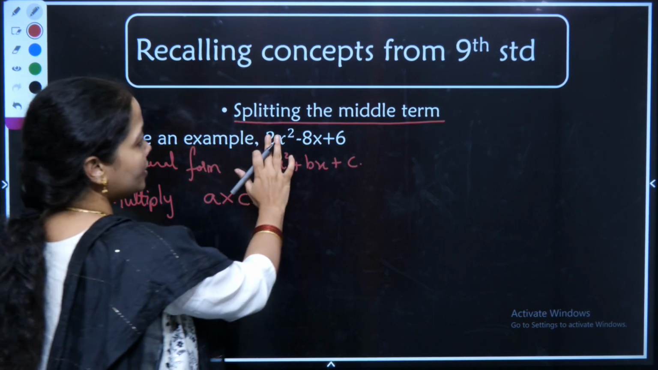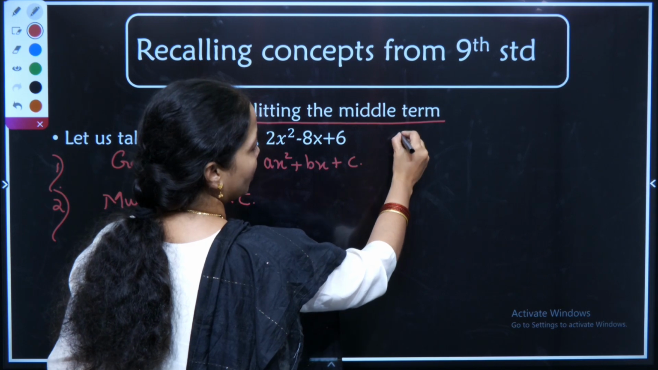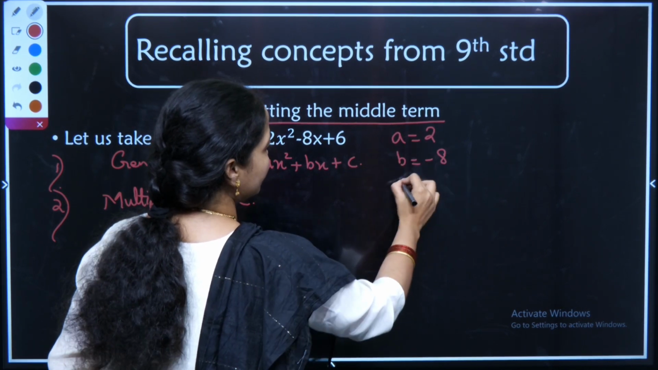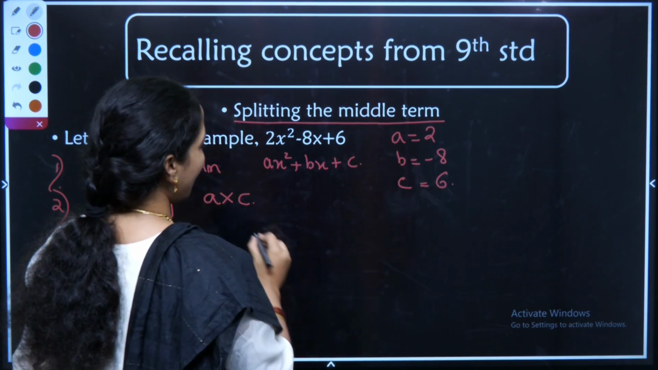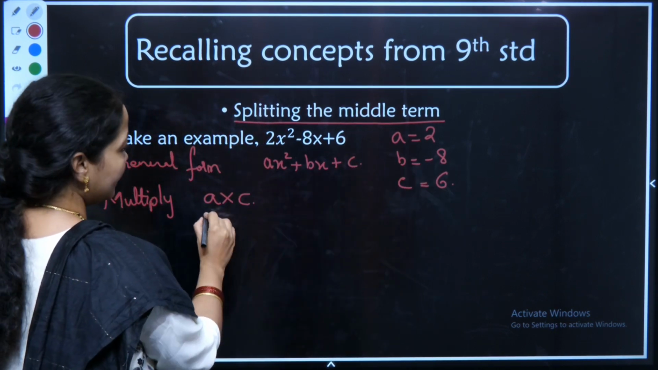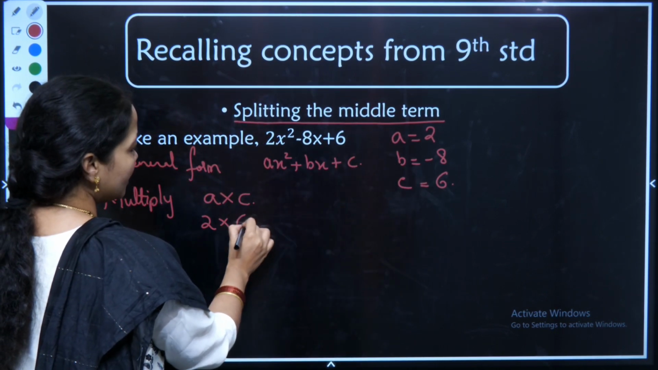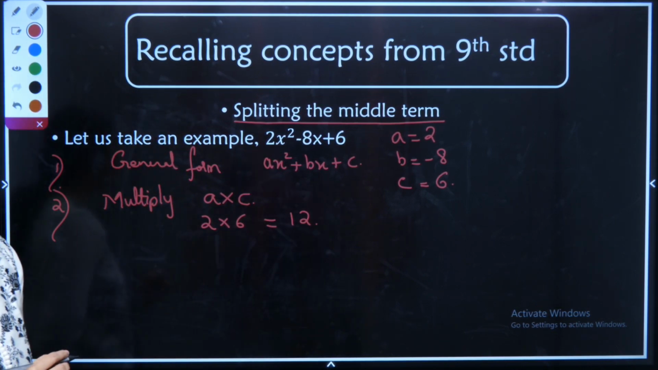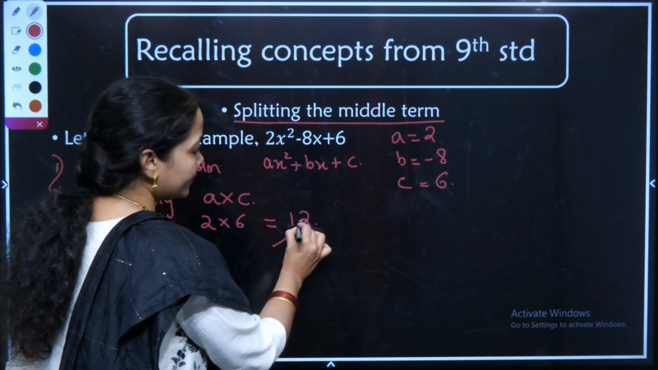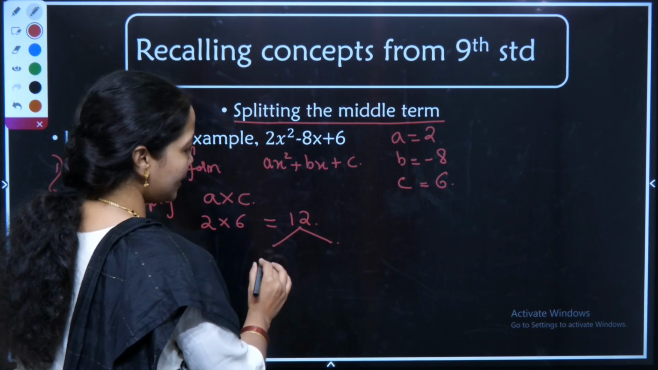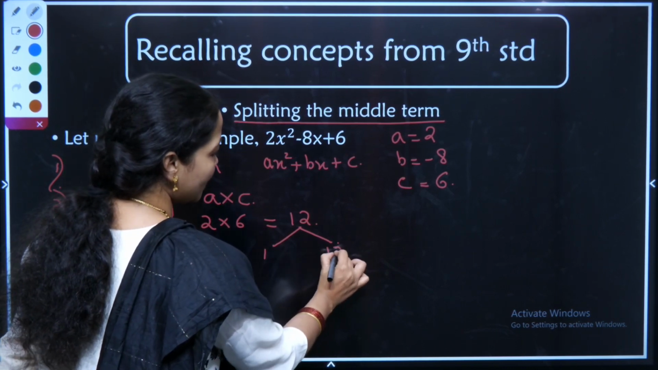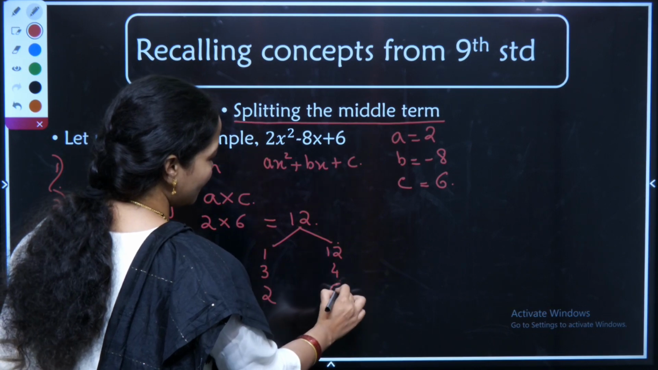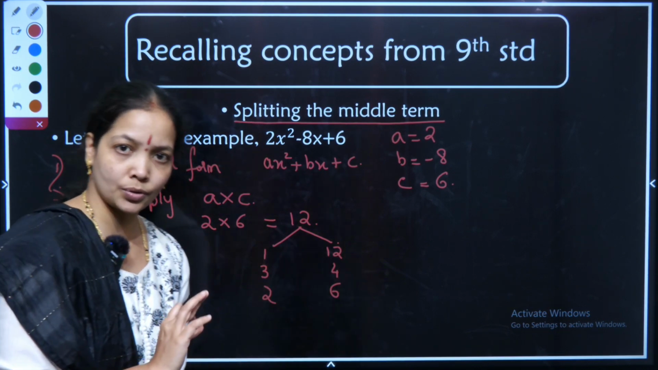What is a from the original equation? Let us write it down in one corner. A is 2, b is negative 8, and c is 6. So I have to multiply a and c. That means 2 into 6, which is 12. After writing this, I will find the multiples of 12. 12 comes in various tables, like 1 12 is 12, 3 4 is 12, 2 6 is 12, and the reverse order is also true.